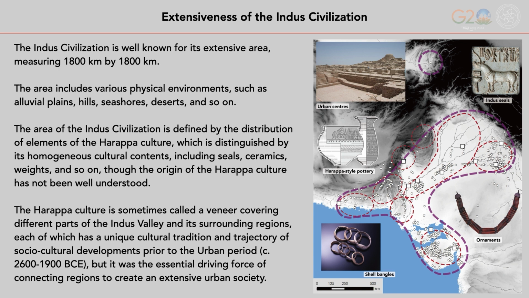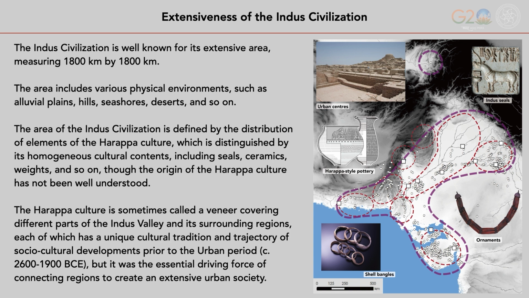The Indus civilization is well known for its extensive area, measuring 1,800 kilometers from east to west and 1,800 kilometers from north to south. The area includes various physical environments such as alluvial plains, hills, seashores, deserts, and so on. The area of the Indus civilization is defined by the distribution of elements of the Harappa culture, which is distinguished by its homogeneous cultural contents, including seals, ceramics, weights, and so on.